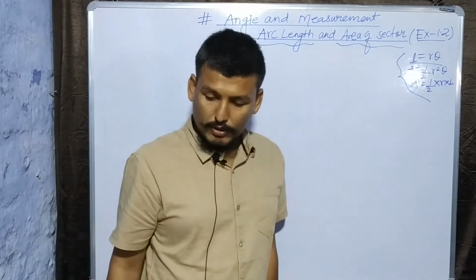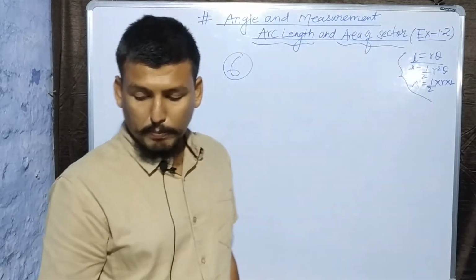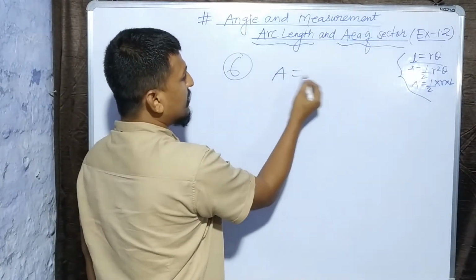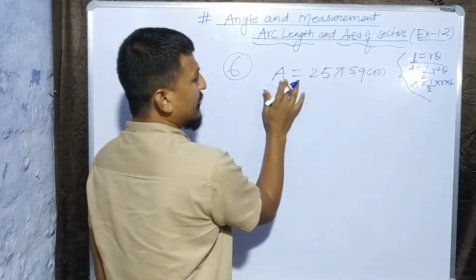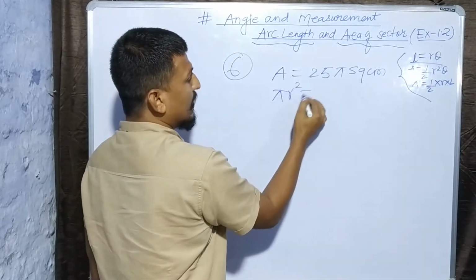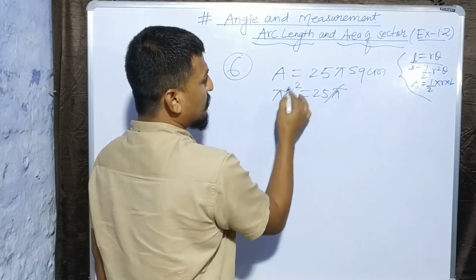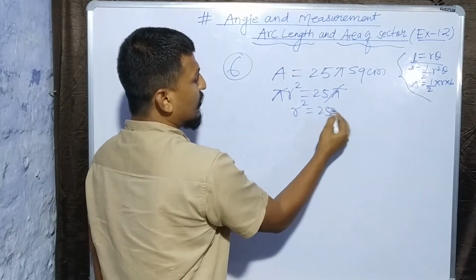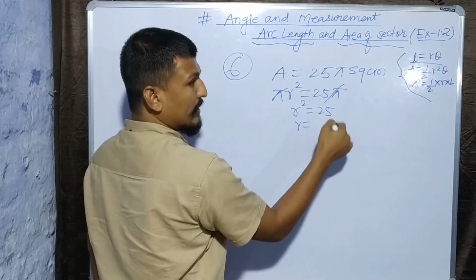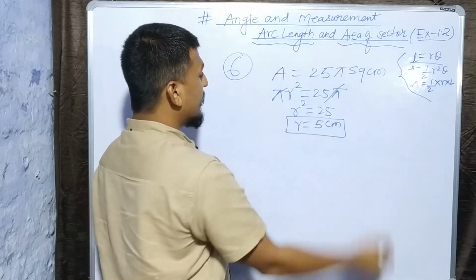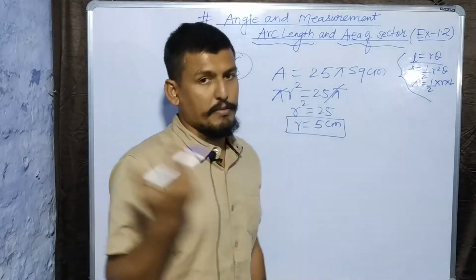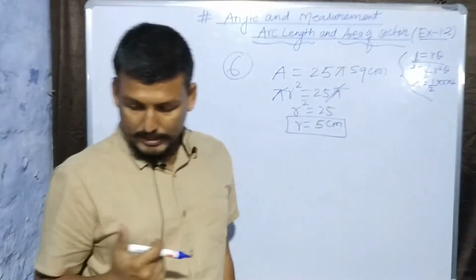Question number 6 is what? The area of a circle is 25 pi square centimeter. What do you mean by area? Area is pi r square equal to 25 pi, cancel pi, r square equals 25, r is equal to plus minus root 25, which is 5 centimeter. Means the data is what? The radius of the circle is 5 centimeter. Okay.